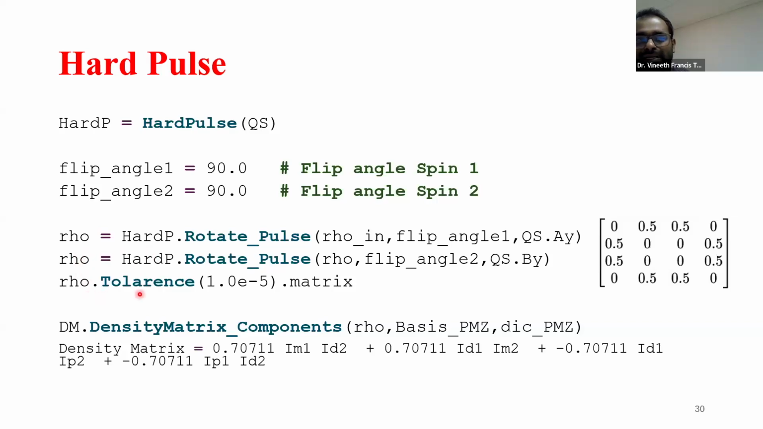Now, the problem is if you make the matrix form, sometimes you will see some numbers which are very small, like 10 raised to minus 15, minus 16. So if you want to remove all those small values and make them 0, you can define a tolerance value by dot tolerance, where it will make all the values less than 10 raised to minus 5 into 0. So you can define your tolerance here. Now, after rotation, you can use the density matrix component function in the same way we used in the last slide. You can decompose the density matrix into the product operator basis.